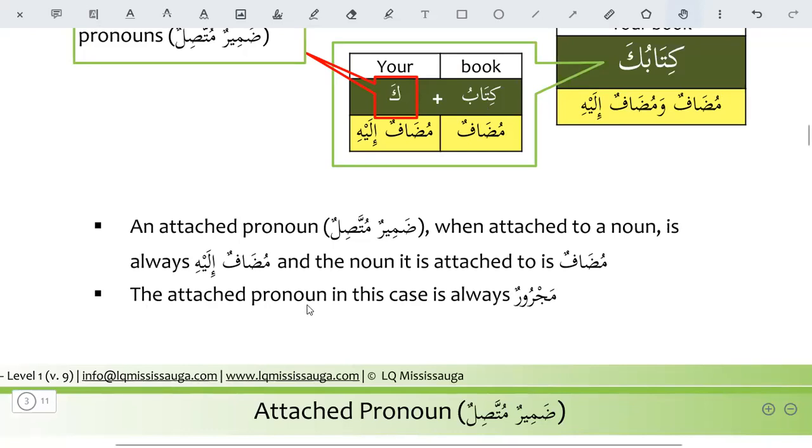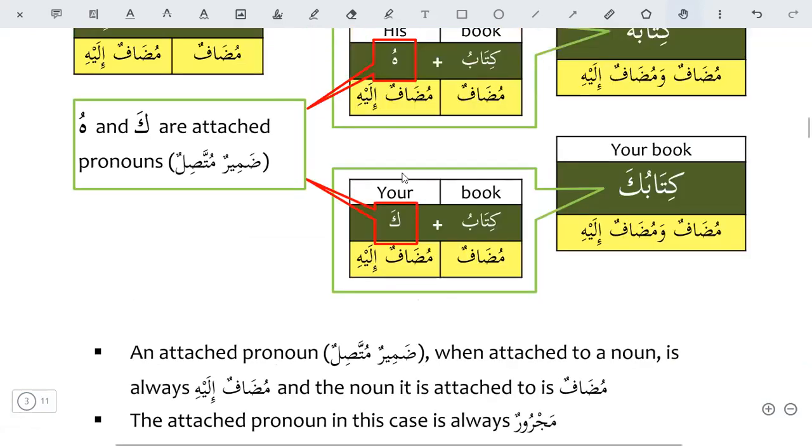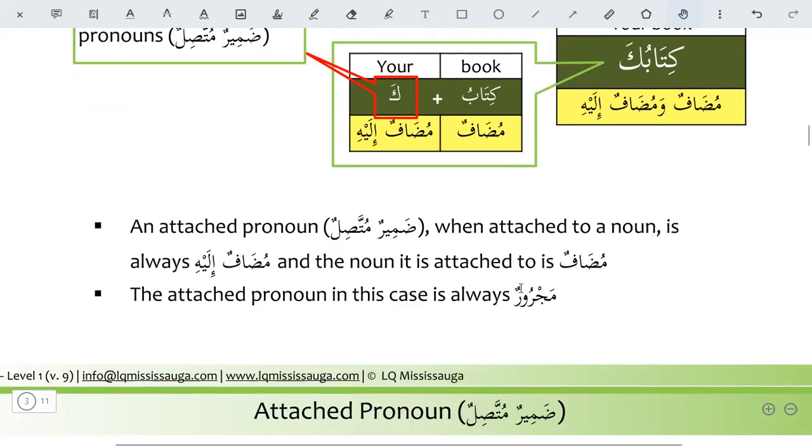The attached pronoun in this case is always majroor. This ka and hu are majroor here, but they never change their ending.